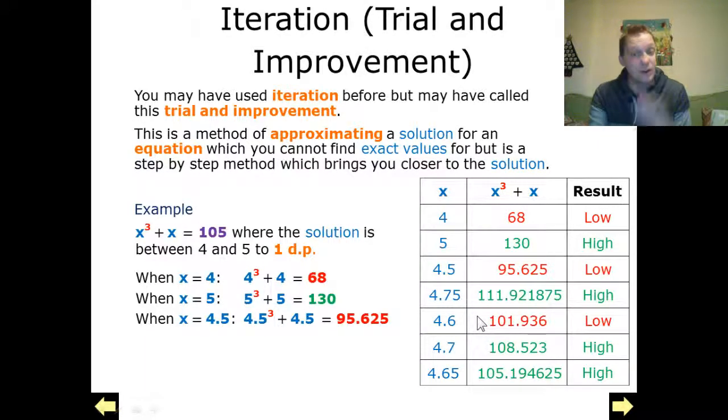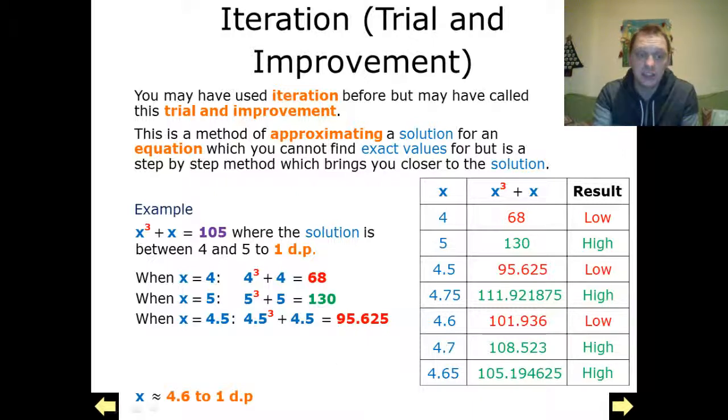Now, some of you may already recognise which is the correct answer, but just to clarify, I've used an approximation sign, so x is approximately 4.6 to one decimal point. That's because our end solution is closer to 4.6 than it is 4.7.